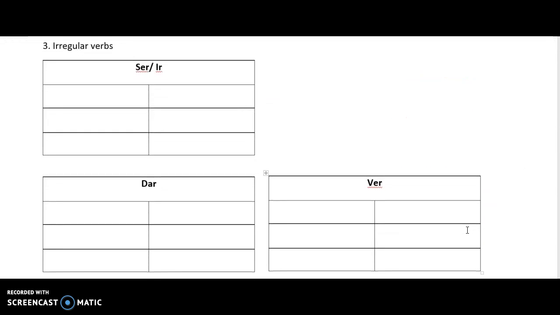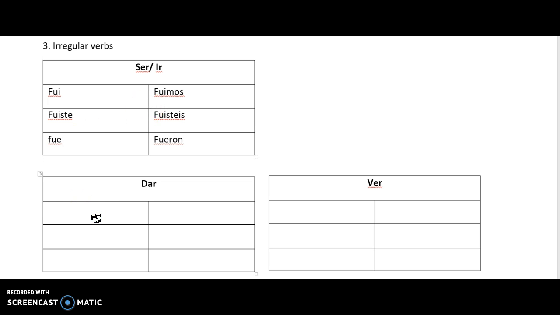The irregular verbs, none of these have accent marks. Okay, ser and ir, to be and to go, they have the same endings, same conjugations. Yo fui, tú fuiste, usted, él, ella, fue, nosotros fuimos, vosotros fuisteis, ustedes, ellos, ellas, fueron.